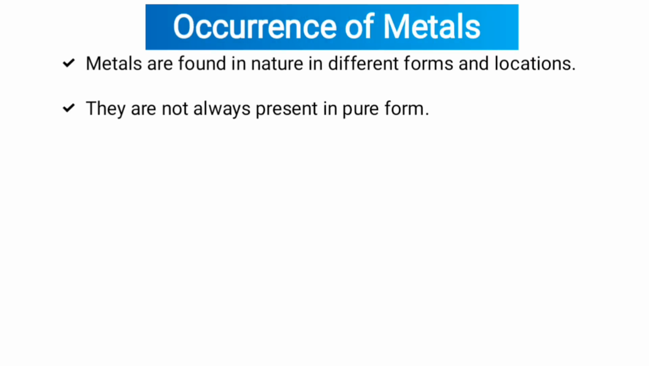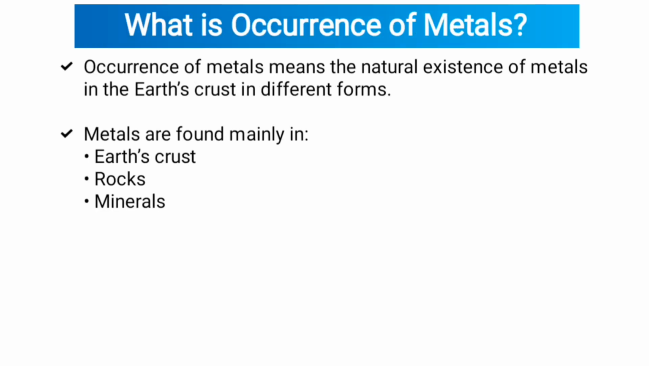Occurrence of metals. My dear student, metals are found in nature in different forms and locations. They're not always present in pure form. What is occurrence of metals? Occurrence of metals means the natural existence of metals in the Earth's crust in different forms. Metals are found mainly in the Earth's crust, rocks, and minerals.